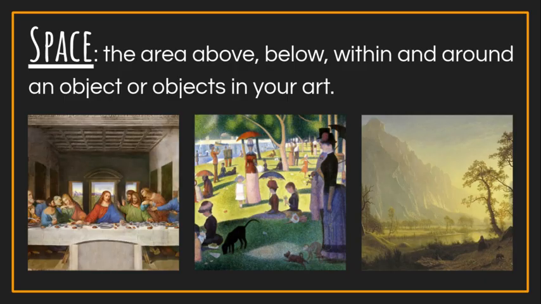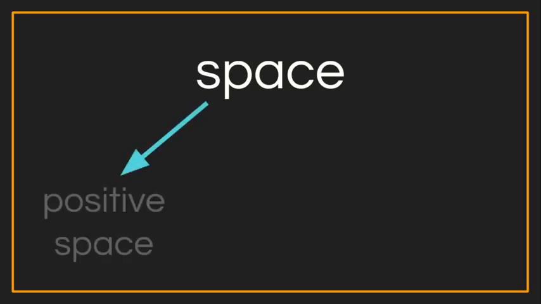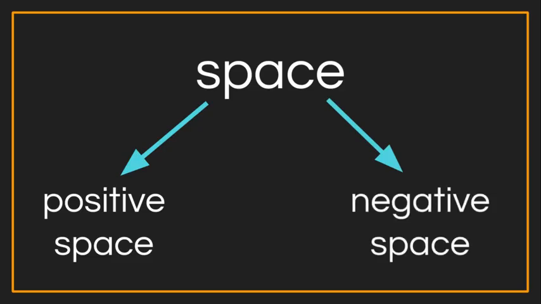So we break down space into two different types of space. The first one is called positive space, and that is the object itself, what it takes up. Then we have negative space, and that is the area around said object.